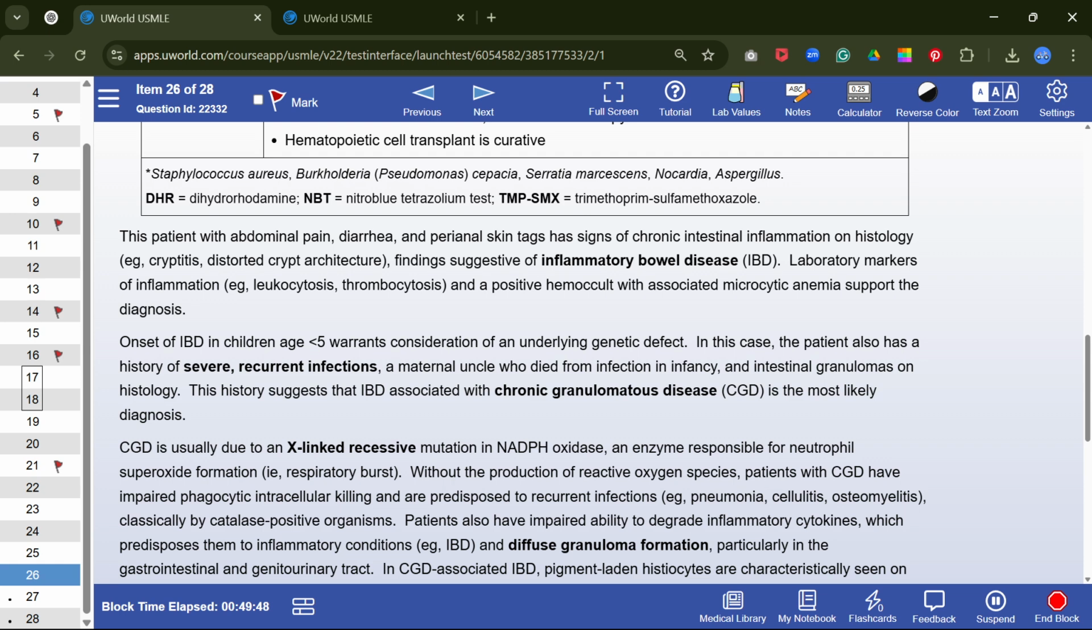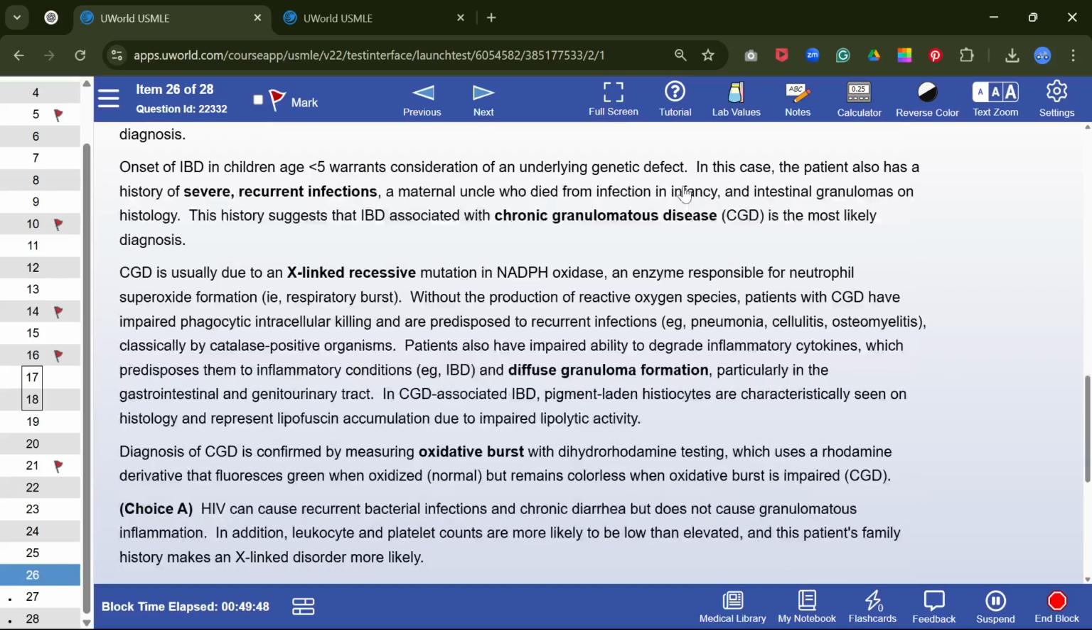Patients also have impaired ability to degrade inflammatory cytokines, which predisposes them to inflammatory conditions, IBD, and diffuse granuloma formation, particularly in the gastrointestinal and the genitourinary tract. In CGD-associated IBD, pigment-laden histiocytes are characteristically seen on histology and represent lipofuscin accumulation due to impaired lipolytic activity.